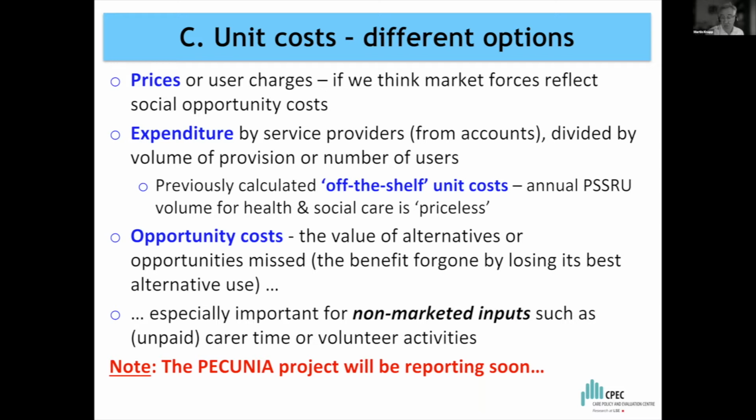And then the third element is unit costs. For each of those services, you want to attach a unit cost to say, okay, this is the cost of delivering that particular day centre hour or whatever else. There are different ways of doing that. I'm not going to go through the great details, but I would say to you that in the middle here, I've said this previously calculated method. PSSRU at Kent have for more than 20 years been producing an annual volume of health and social care costs. I put priceless, partly because it's free to read online, but it is priceless in the sense it is so valuable, and it just saves an enormous amount of time in calculating those costs.